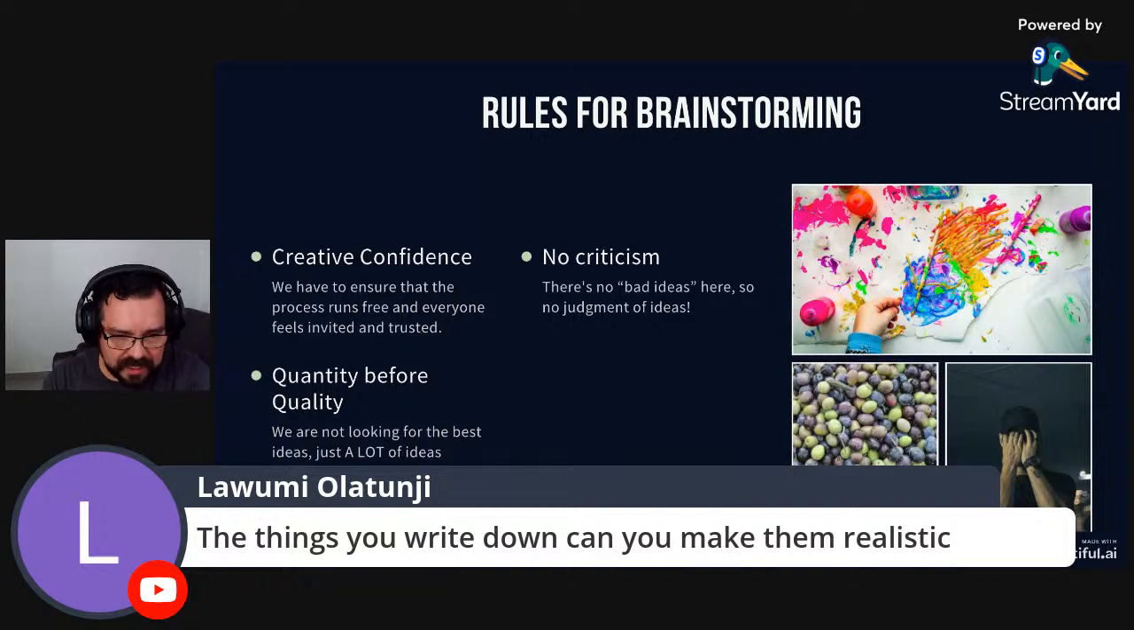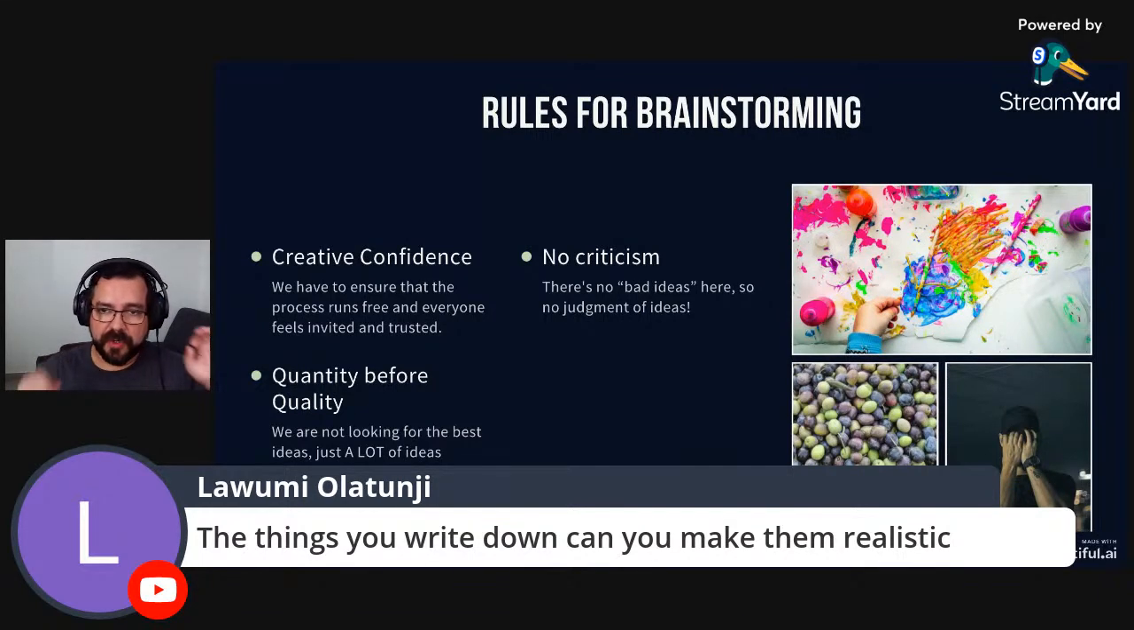Laomi is asking, the things you write down, can you make them realistic? In this stage, write whatever idea down. It doesn't matter how realistic or fantasy-like they are. Whatever idea. If you think that you're going to solve world hunger by growing crops on the moon, okay, write down that idea. That is a perfectly good idea for this stage of the process.